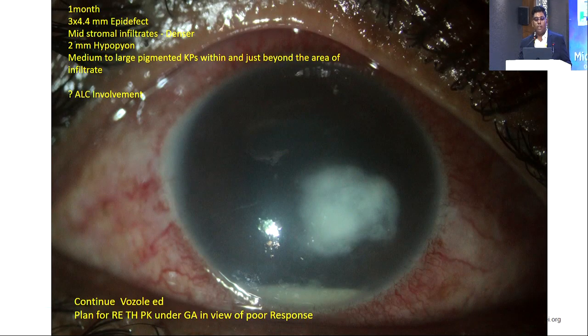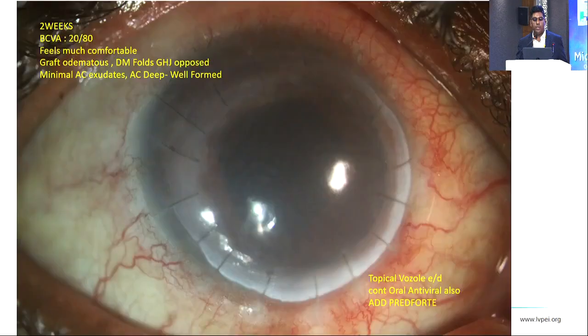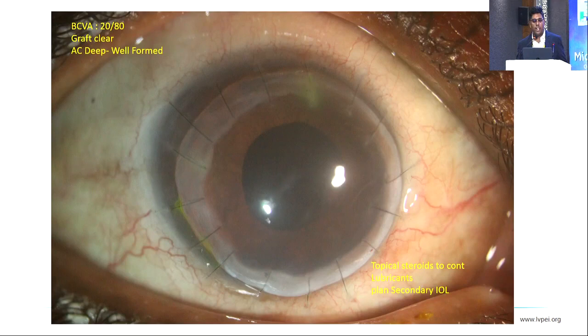On a subsequent follow-up, the infiltrate became denser and anterior lens capsule involvement was also noted. So we planned a therapeutic PK. A 9.5 mm graft was used and intraoperative lens involvement was noted. After 2 weeks, the patient was started on topical steroids and she is doing well with a best corrected visual acuity of 20/80.